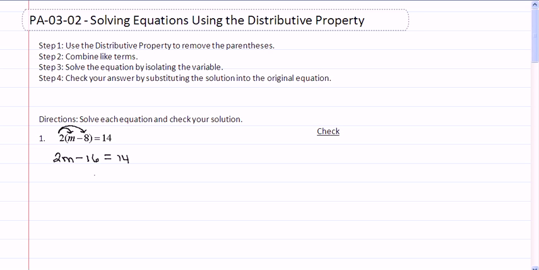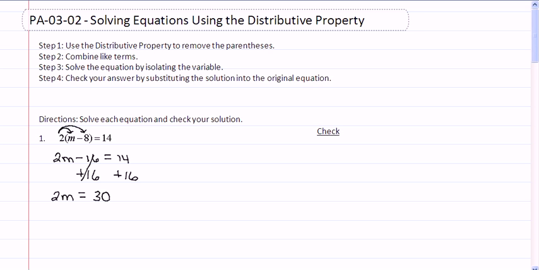For step 3, solve the equation by isolating the variable. The variable that we want to solve for is m. The 2 is being multiplied and the 16 is being subtracted. We always use addition and subtraction first when solving for a variable by taking the opposite sign. So we add 16 to both sides. And we have 2m, the 16's cancel, 14 plus 16 is 30.